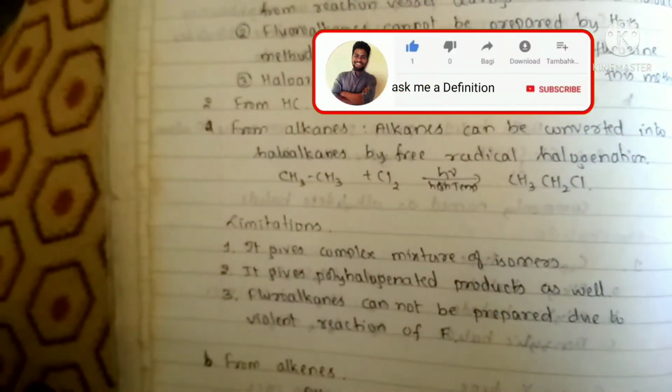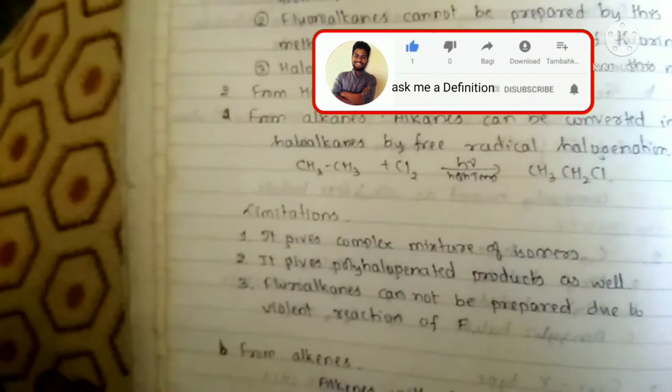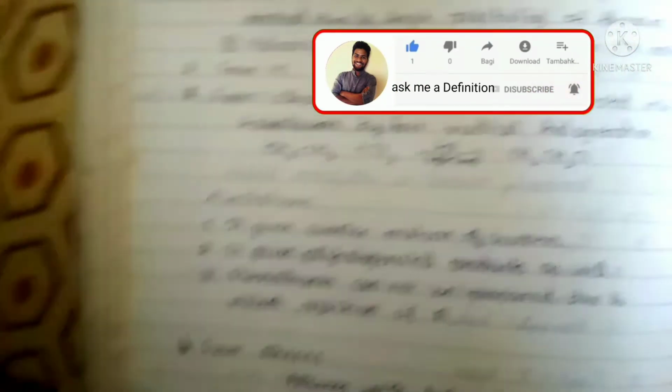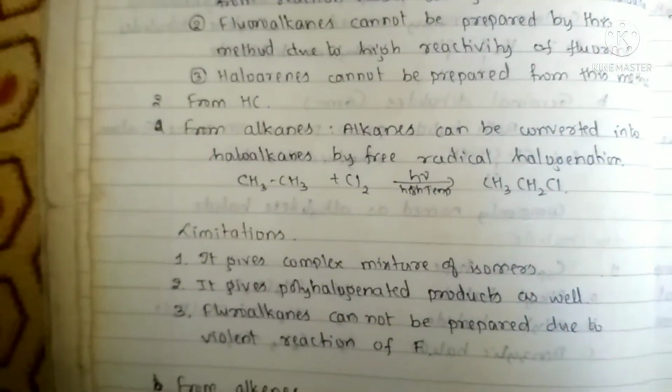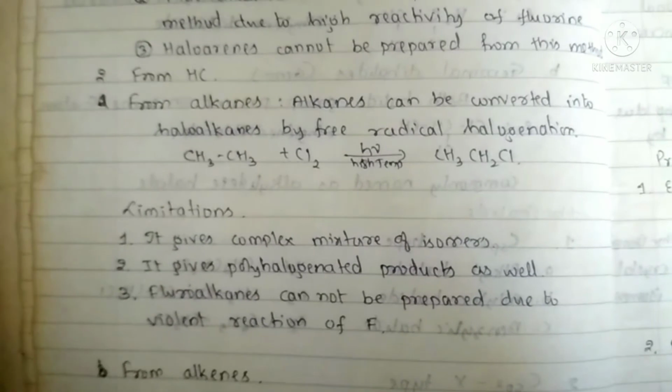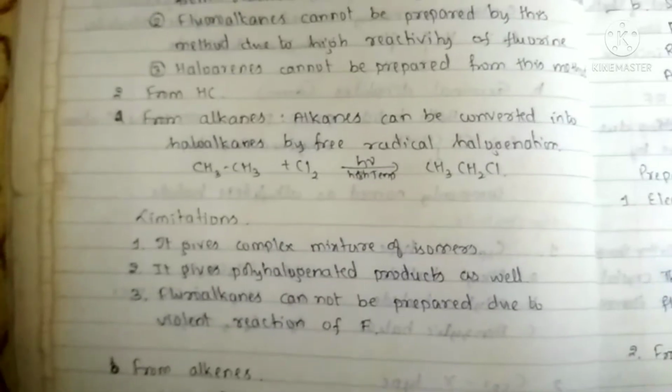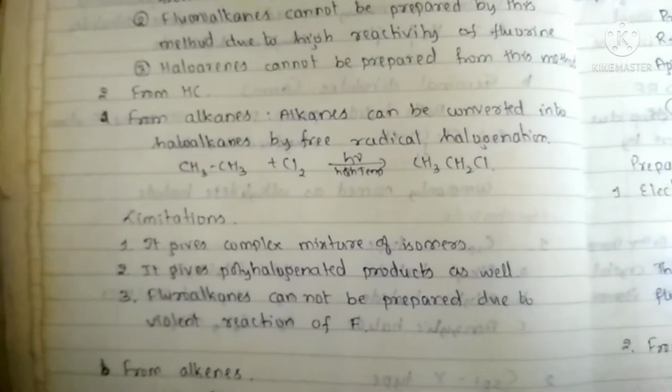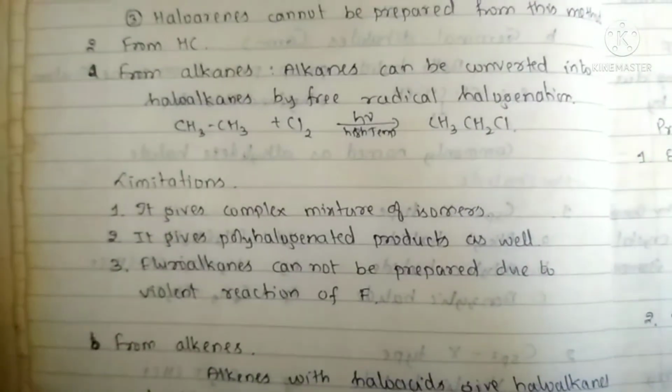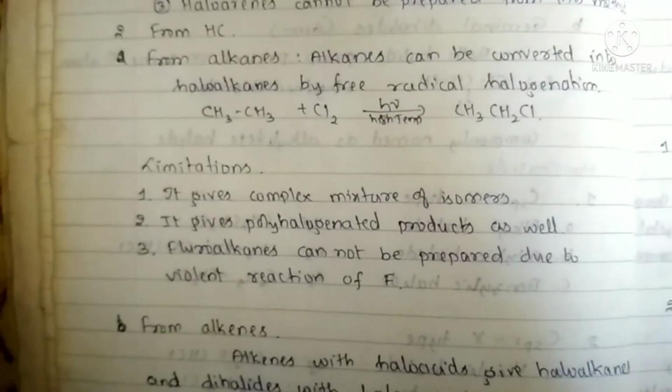Once we know how it is synthesized from alcohols, let us now understand how we can synthesize haloalkanes with the help of hydrocarbons. Preparation of haloalkanes from alkanes: an alkane can be converted into a haloalkane by free radical halogenation. Also, we have one more method, in which electrophilic addition of hydrogen halide to unsaturated hydrocarbons takes place.